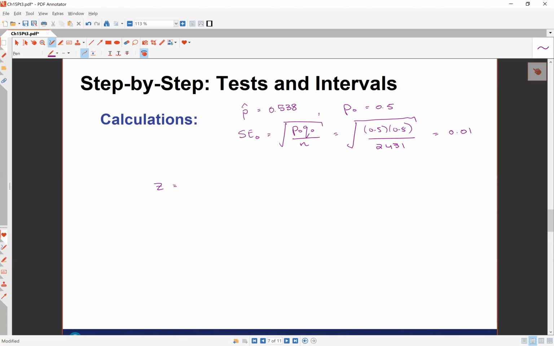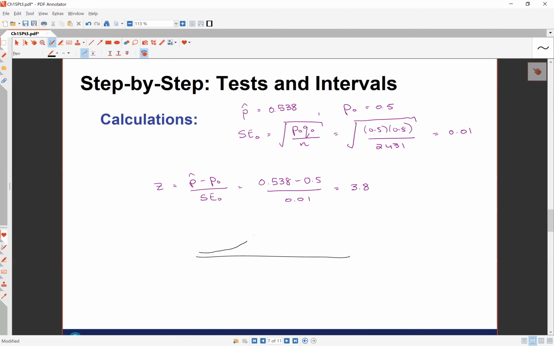So we can calculate our z-test: p hat minus p naught over SE naught. So 0.538 minus 0.5 divided by 0.01. And this gives us a z-score of 3.8.